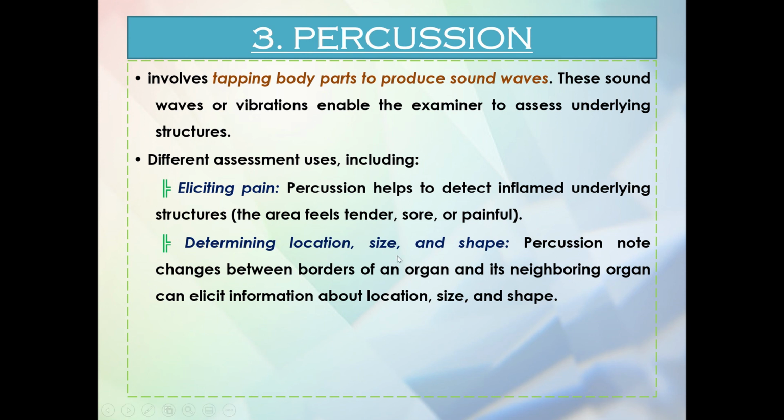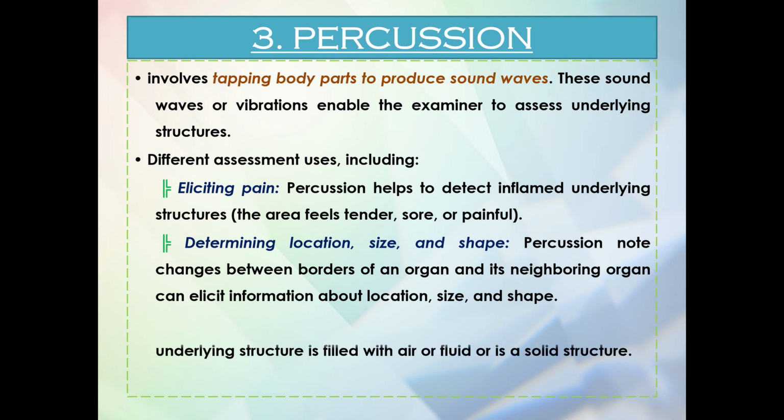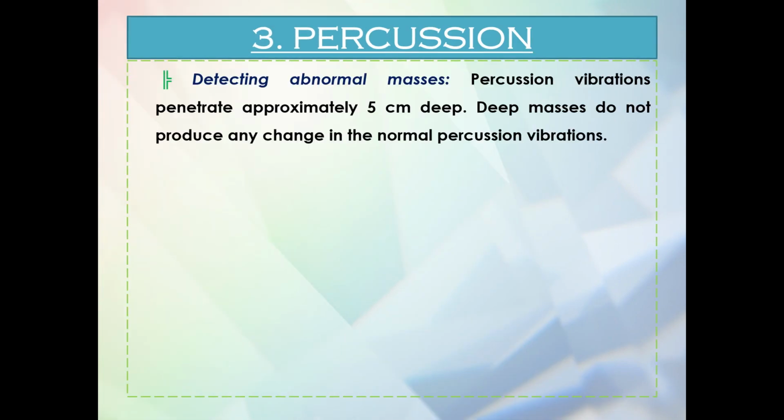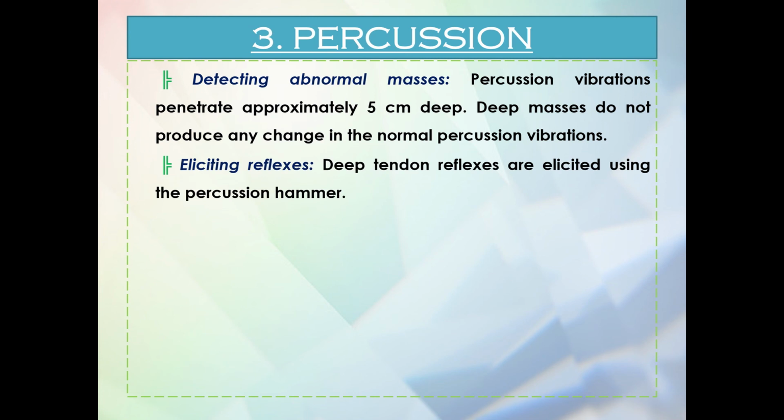Next, determining location, size, and shape. So percussion note changes between borders of an organ and its neighboring organ, which can elicit information about location, size, and shape. And then determining the density. So it helps to determine whether an underlying structure is filled with air or fluid or is a solid structure. Detect abnormal masses. So yung percussion vibrations penetrate approximately 5 centimeters deep. And then eliciting reflexes. So deep tendon reflexes are elicited using the percussion hammer.